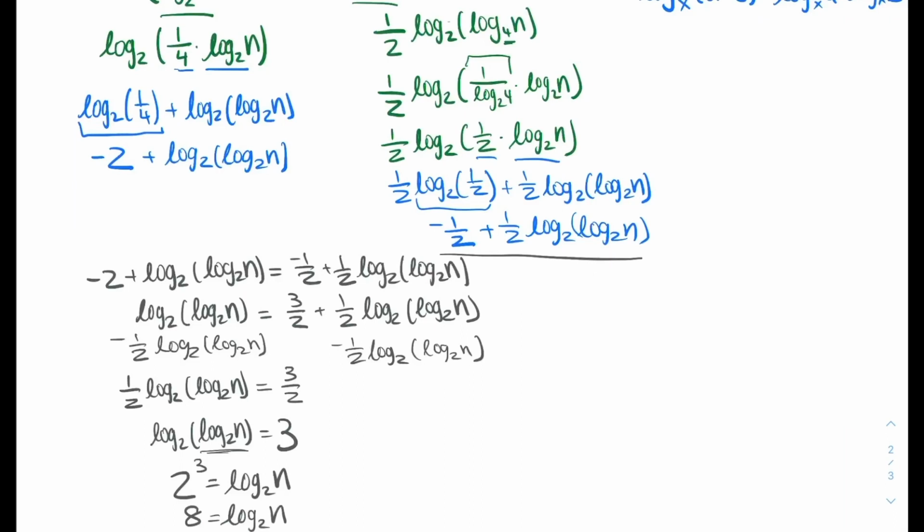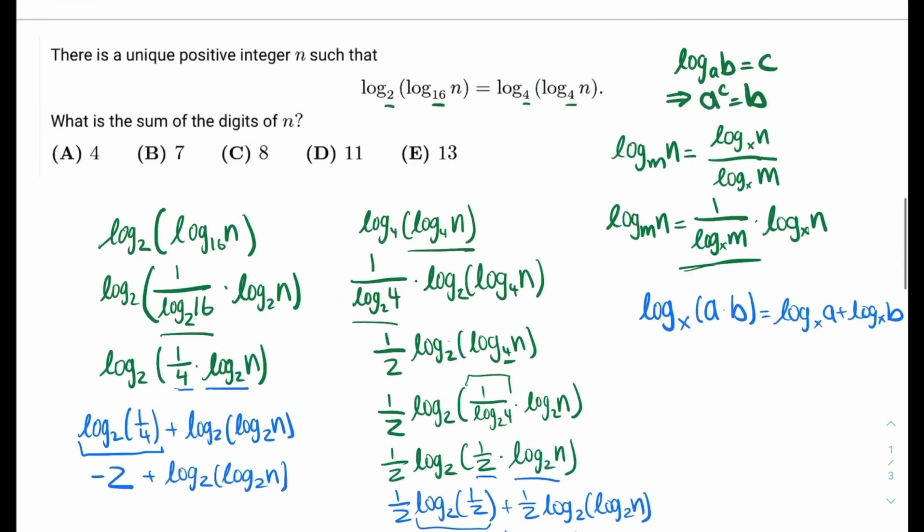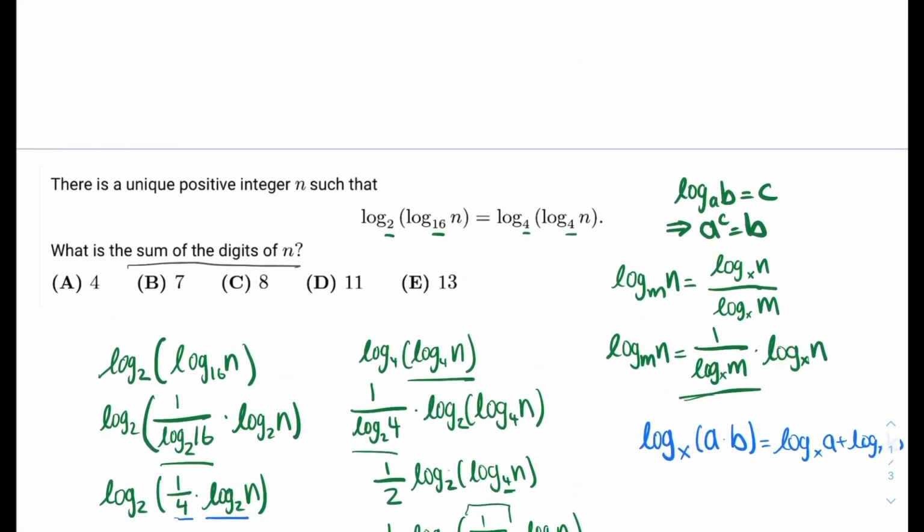And that means that n equals 2 to the power of 8, because, again, same log problem, 2 to the power of 8 equals n. So n equals 2 to the power of 8, and 2 to the power of 8 is 256. And then they asked us, if you remember, for the sum of the digits of n. So that's just 2 plus 5 plus 6, which equals 13. So the answer is E.